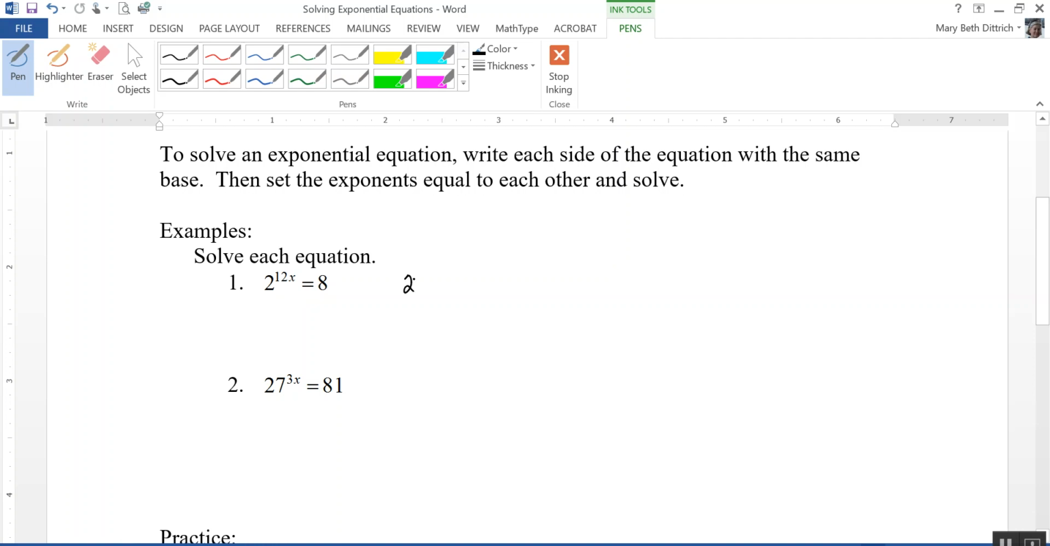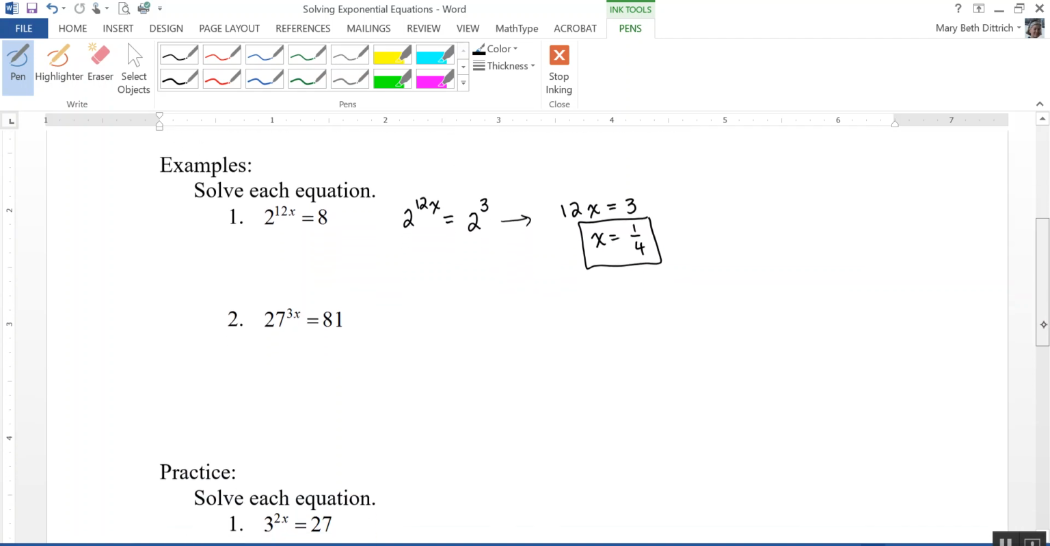So I can write this as 2 to the 12x power equals 2 to the third power, 2 to the third being 8. And now that my bases are the same, I can pretty much just pull off the exponents and say 12x is equal to 3. And then dividing both sides by 12, I have x is equal to 1/4. And actually, this one's a pretty simple one to check. So if I were to plug 1/4 in for x, 12 times 1/4 is 3. 2 to the third is equal to 8.